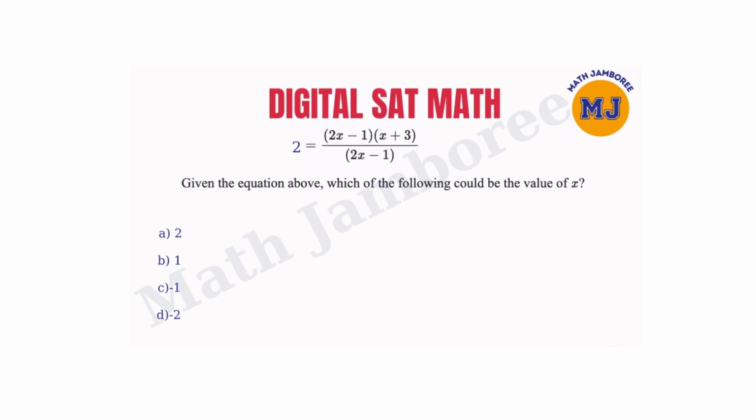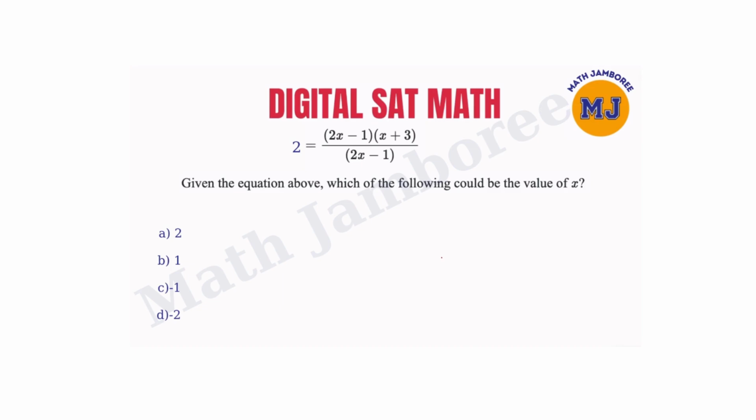We have another question with us. Let's read the question and solve it together. 2 is equal to 2 in parentheses 2x minus 1 times in parentheses x plus 3 over in parentheses 2x minus 1. Given the equation above, which of the following could be the value of x? This is a pretty simple question.